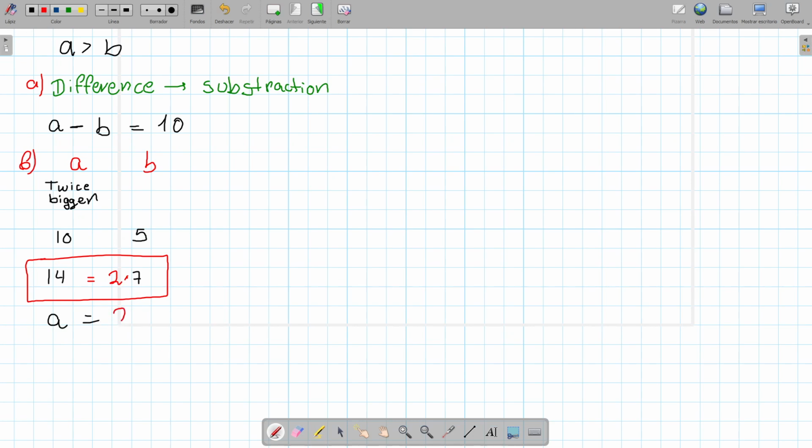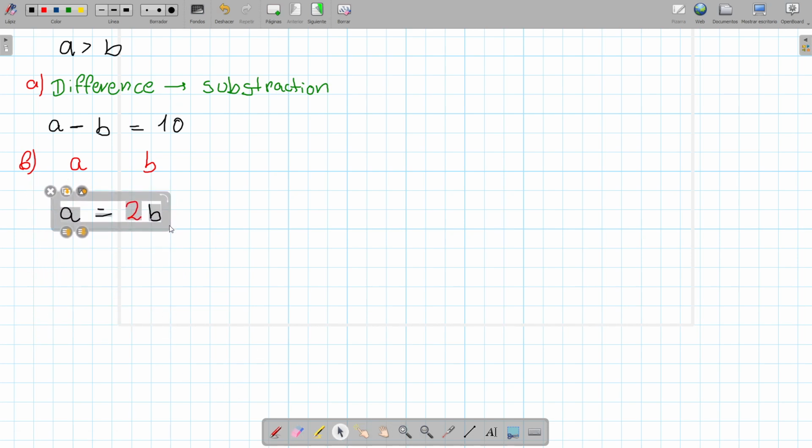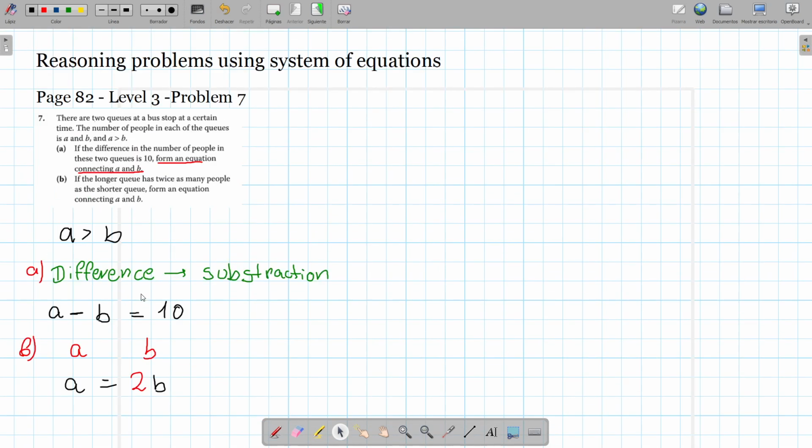We have to copy the number 2. And instead of writing 7, that is the number of people in queue B, we are going to write B. So I can erase all of this, and we have the following. If you read again, it will make sense, because the longer queue has twice as many people as the shorter queue, and the shortest queue is this one. We have to form an equation connecting A and B.